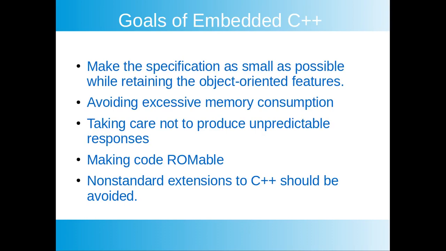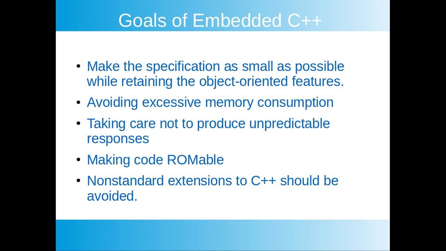There are 5 goals for embedded C++. The first one is to make the specification as small as possible while retaining the object-oriented features. We have already said that embedded C++ is a subset of C++. So many of the features in C++ are removed in embedded C++. But the object-oriented related features are still there in embedded C++.